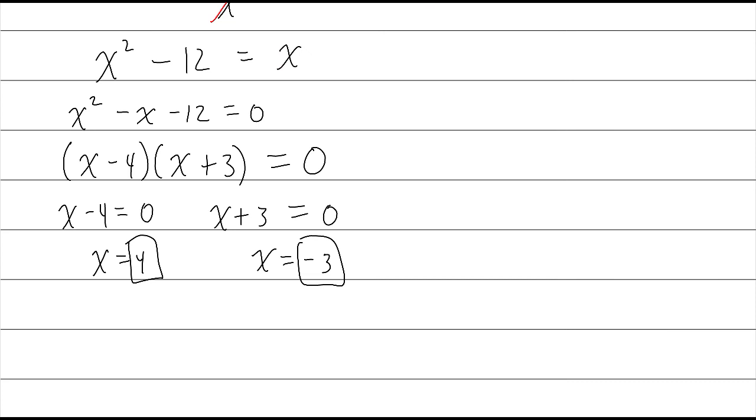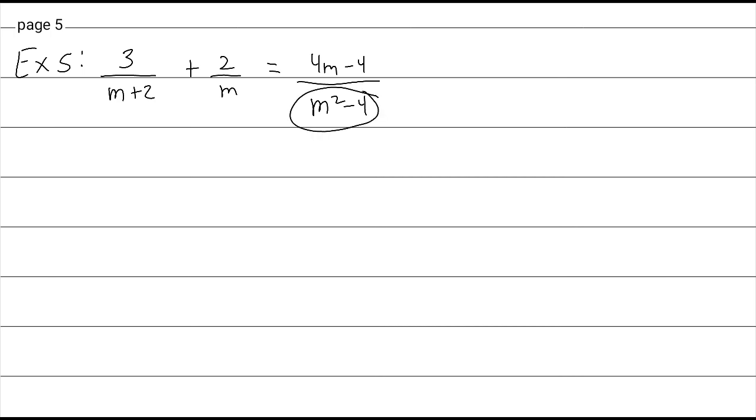Okay, let's do a few more. Example 5. Three over m plus 2 plus 2 over m equals 4m minus 4 over m squared minus 4. All right, so here we go. This is a pretty complicated one. Okay, and so what we're going to do is first, let's see if we can simplify the denominators at all. In other words, can I factor that? And yeah, I can factor.